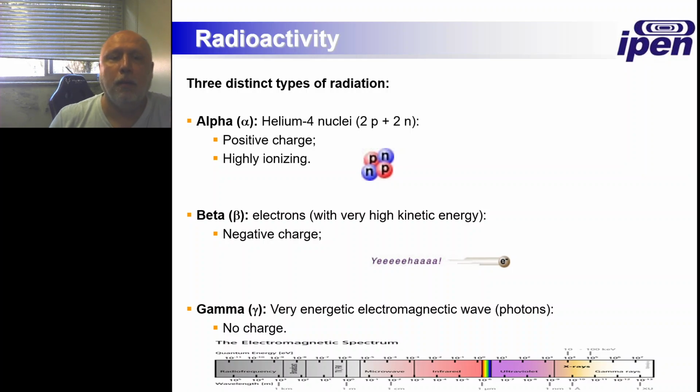Beta particles, on the other hand, are electrons with very high kinetic energy. Very high meaning the speeds they are at are on the order of magnitude very close to the speed of light in vacuum. Right? They have negative charge, they are electrons, so negative 1, right? And the gamma particles are very energetic electromagnetic waves, meaning photons. They have no charge and they are part of the electromagnetic spectrum.